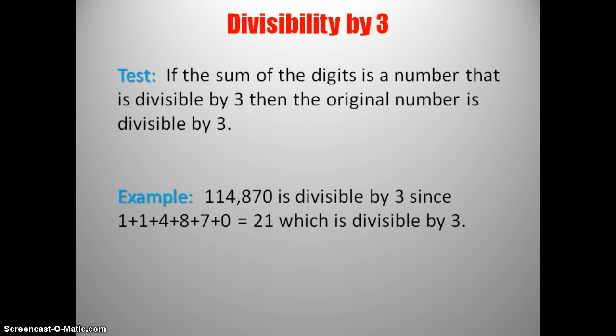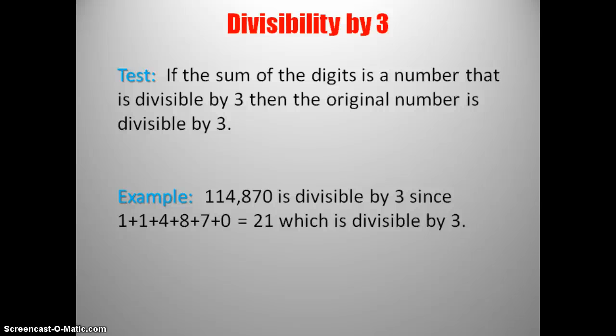The next test is for divisibility by 3. Here, if the sum of the digits is a number that is divisible by 3, then the original number is also divisible by 3. So for example, we have the number 114,870, and that is divisible by 3 since when you add the digits 1 plus 1 plus 4 plus 8 plus 7 plus 0, you get 21. And we already know that 21 is divisible by 3.